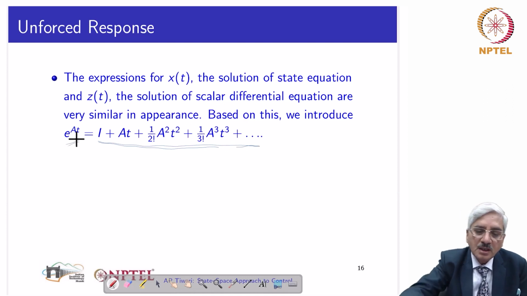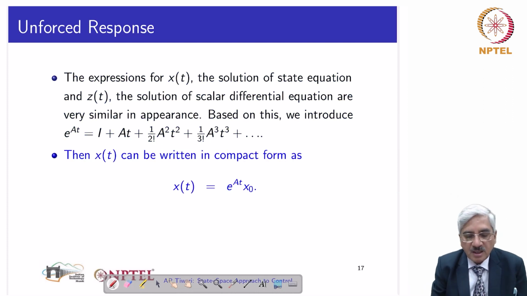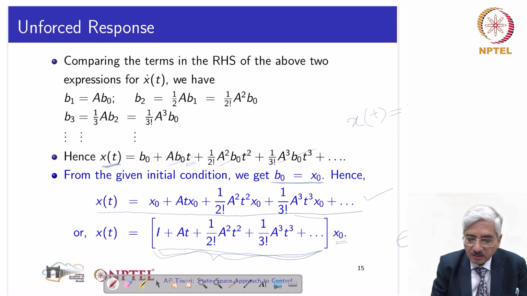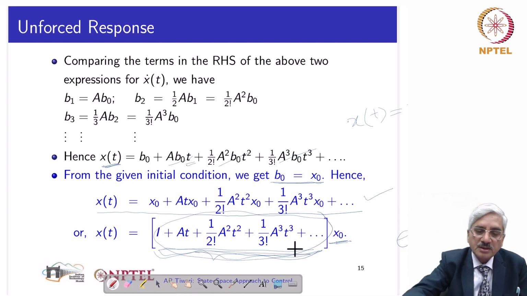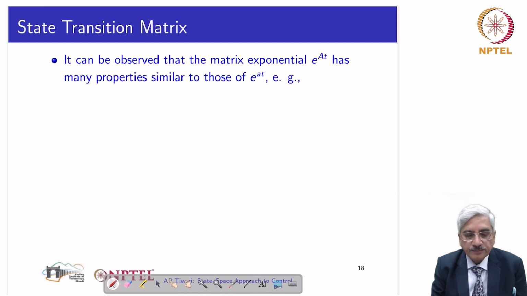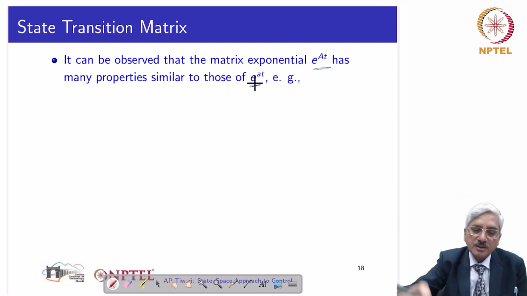We introduce this matrix exponential e power At, and in that case x(t) can be written as e power At into x0. This comes from this. x(t) is this into x0, and this is written as matrix exponential e power At. So we get x(t) as e power At x0. So it is to be observed that this matrix exponential e power capital A into t and the scalar exponential e power small a into t have several similar properties.